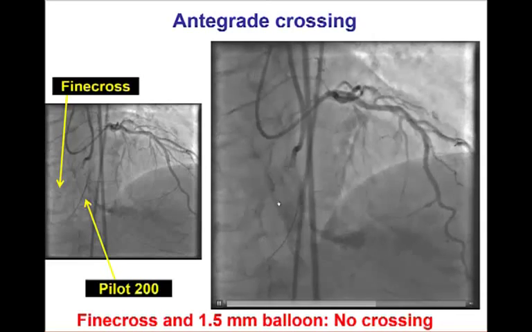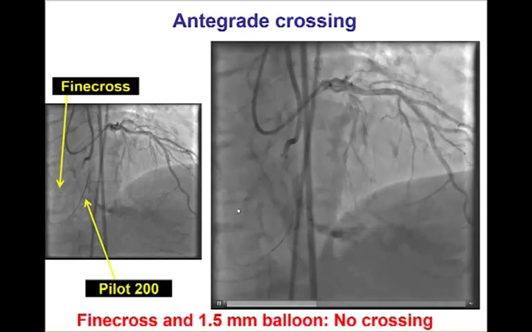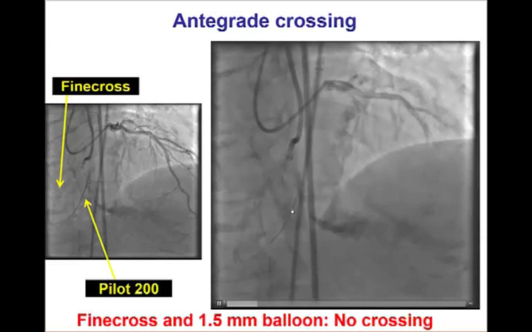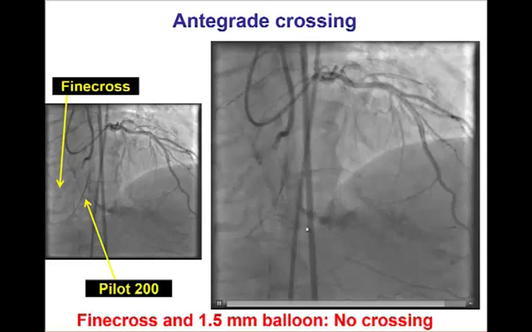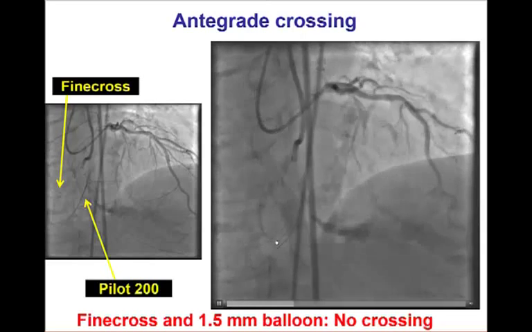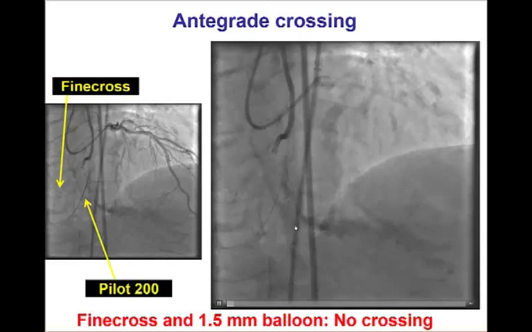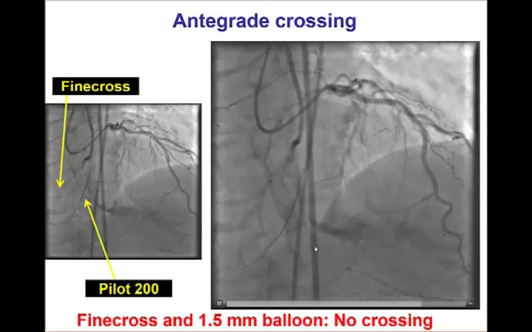We attempted to wire the lesion using a Fine Cross microcatheter and a Pilot 200, and to our surprise, the wire easily crossed into the distal true lumen, as confirmed by the contralateral injection, which is critical before trying to advance equipment over the guidewire. Otherwise, if the guidewire exits the vessel, advancement of balloons or microcatheters can cause a significant perforation.